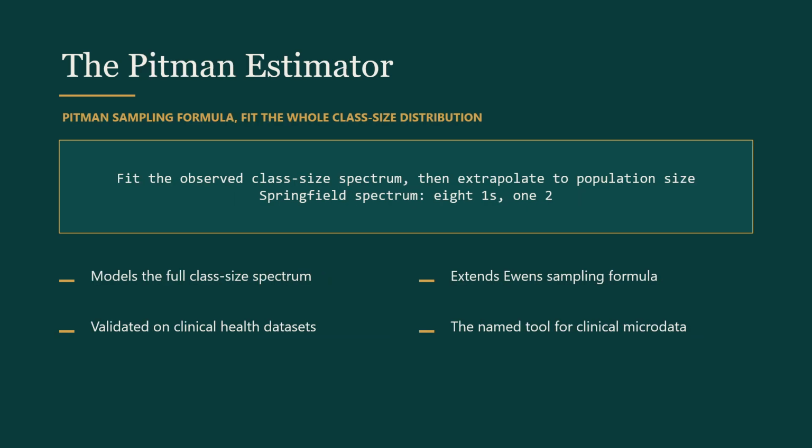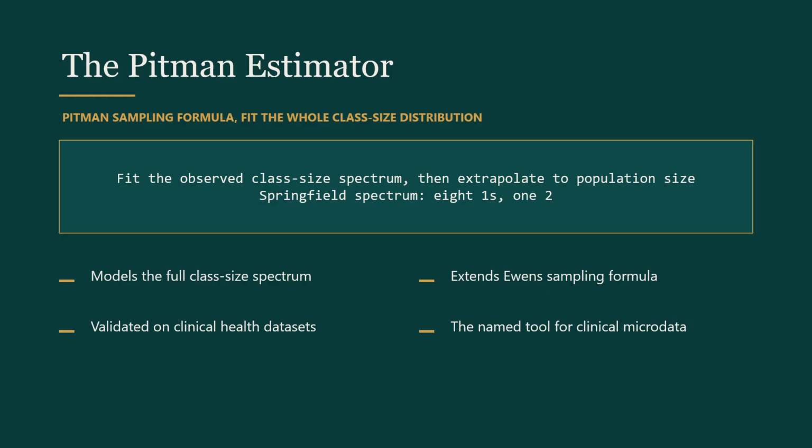The Pitman estimator is the one to name when a reviewer asks how you estimated population uniqueness on clinical data, because it is the approach with the strongest validation record in exactly that setting. Here is the intuition without the algebra.